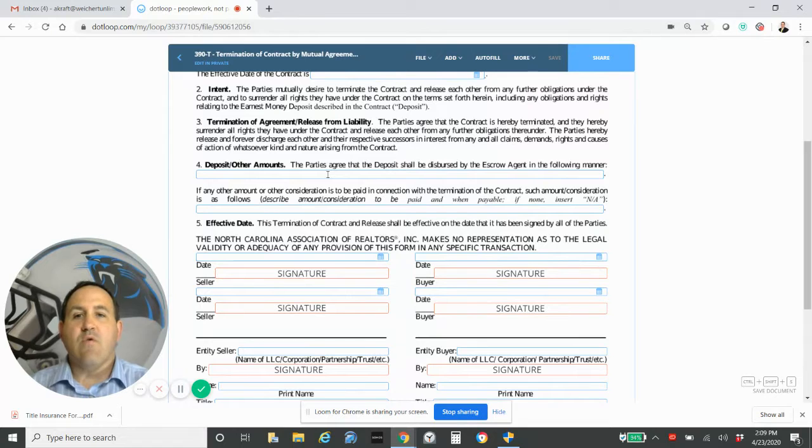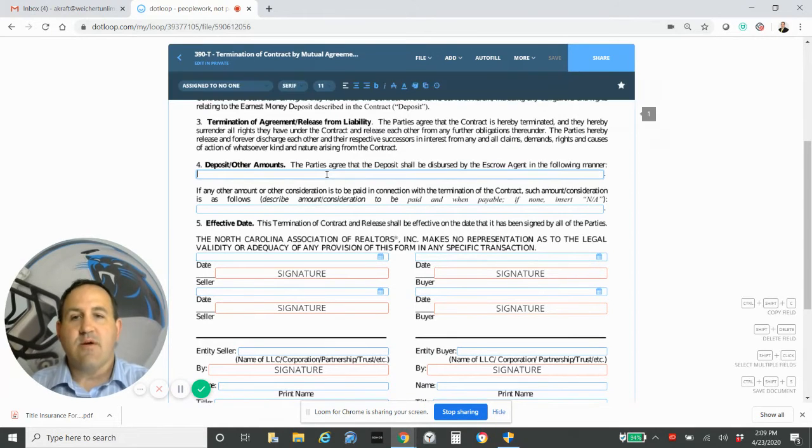Okay, so typically, let's say there was $1,000 earnest money on this property. All right, how can that $1,000 be divvied up? It could be $1,000 to the buyer. It could be $1,000 to the seller. It could be $500 to the buyer, $500 to the seller. It could be $1 to the buyer, $999 to the seller. Okay, so any combination is fine. It's just whatever they've agreed to.